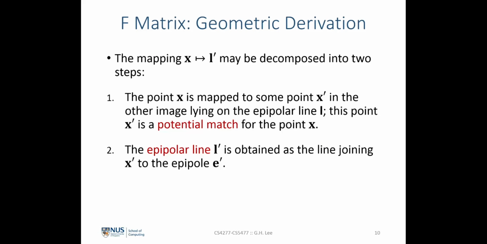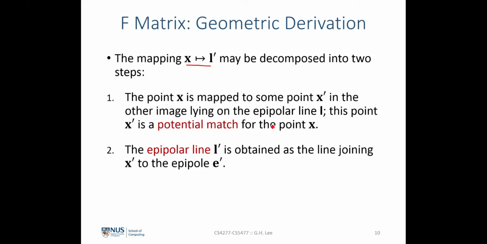We'll first show the existence of the fundamental matrix, and we'll also formalize the exact transfer of the point to a line between two views. So here, the map of a point from one view to a line in the second view, which we call the epipolar line, can be decomposed into two steps.